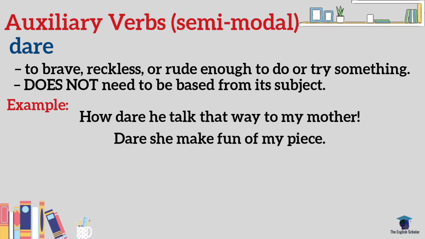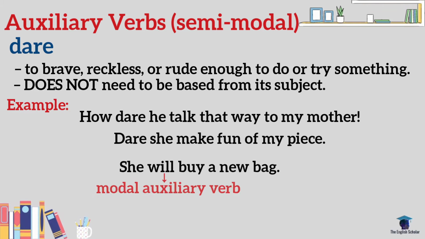Remember when we use will to form a future tense. She will buy a new bag. Will is a modal auxiliary verb, and it is partnered with the main verb buy. We notice that buy is left as it is. We didn't make it into buys even if our subject, she, is singular. That's because of the modal auxiliary verb.